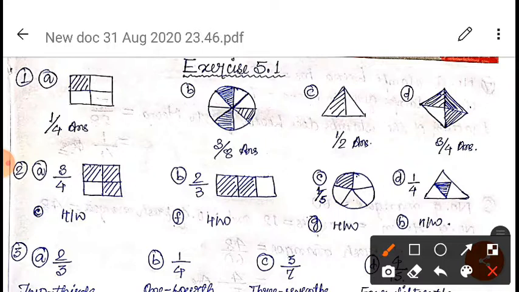Myself Suman Singh. In the previous lecture we discussed chapter 4, which was Playing with Numbers, and we have completed that one. Now today we will start a very new chapter which is Fractions, chapter 5. We will start fractions.